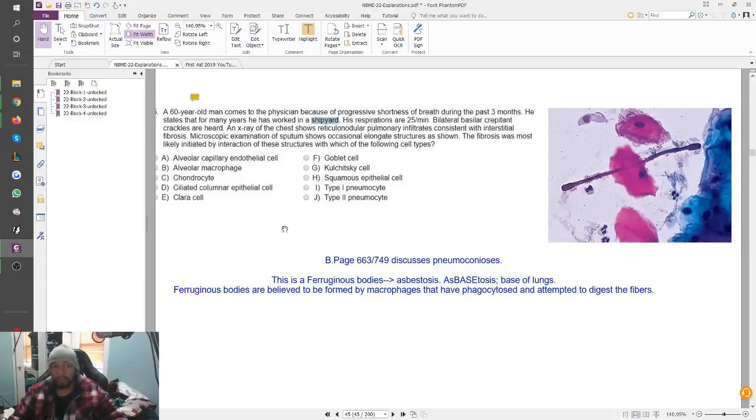And you do need to know what the others do, and these other ones have very simple functions, so none of them would make sense because they want to know what caused the fibrosis. The fibrosis is most likely initiated by interaction of these structures, the ferruginous bodies, with which of the following cell types? With macrophages. That's it.